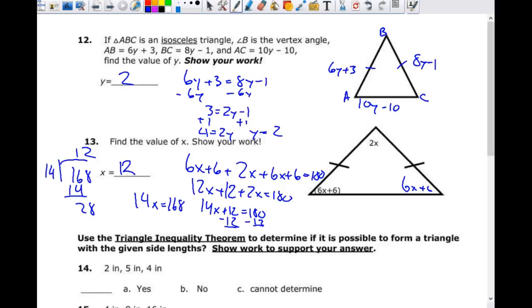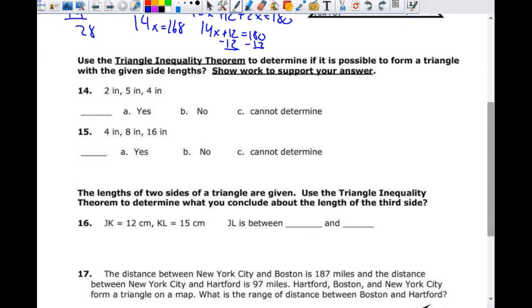These next ones are probably the easiest problems on the test. These are some of the easiest questions you'll get. And this is another thing where we just have to remember our vocabulary word. How do you do these ones? It's saying, use triangle inequality theorem to see if these ones are correct. There's a big shortcut to this. Which one of these numbers is the biggest number? 5. We know 5 is the biggest.